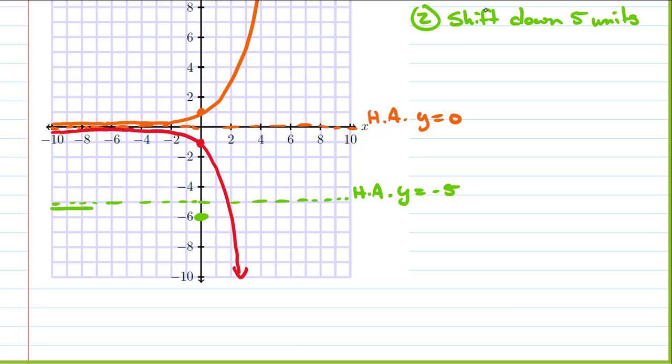So then our graph comes along the horizontal asymptote and then looks like this. So our graph contains the point 0, negative 6, has a horizontal asymptote of y equals negative 5, and was shifted down 5 units. So now we weren't asked this specifically, but what would its new range be?